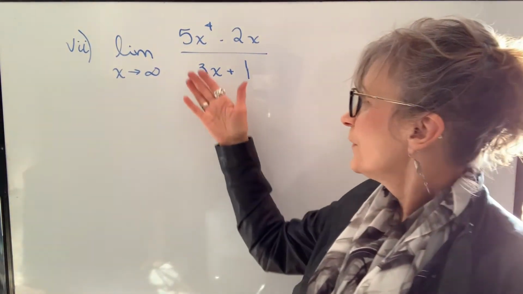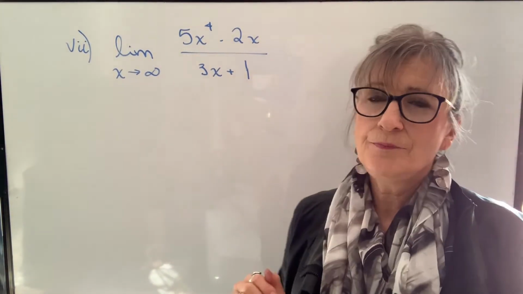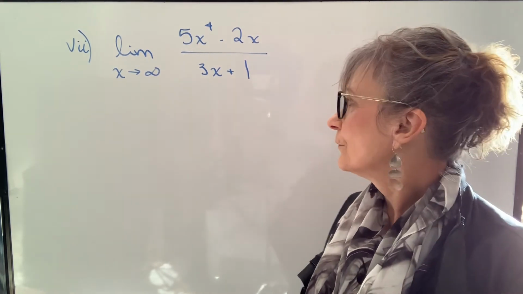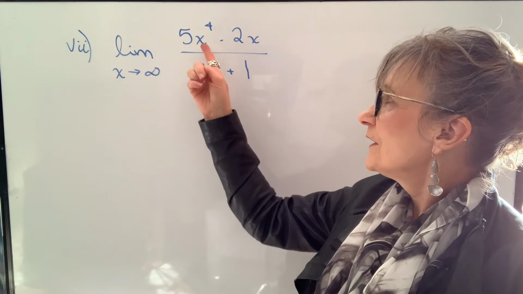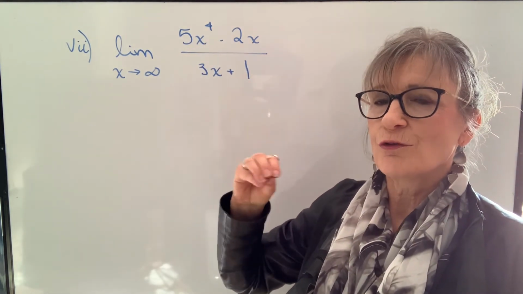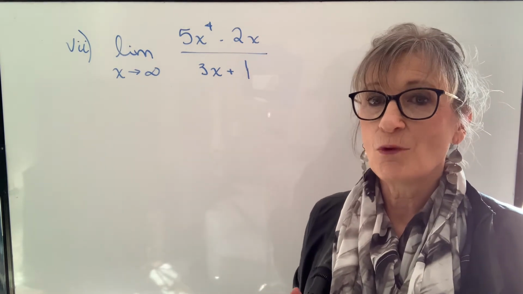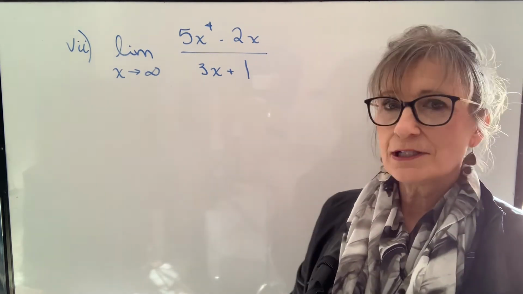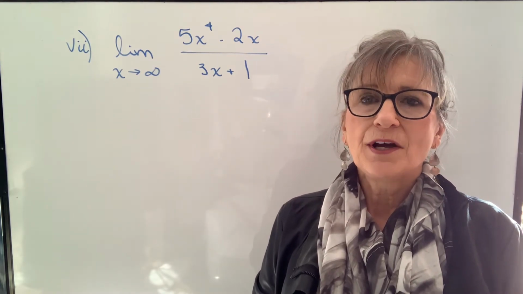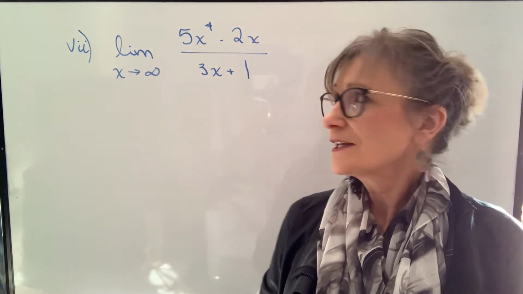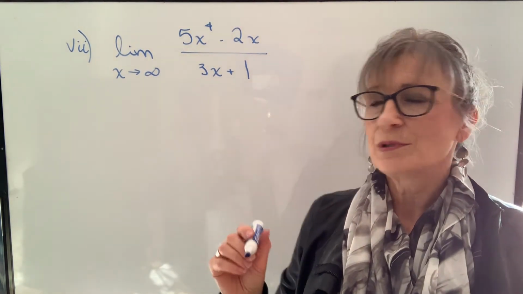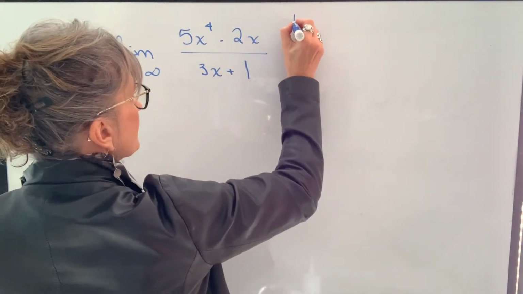In this example, we have x in both the numerator and denominator. So we know that both the numerator and denominator are going to get larger without bound. But you may be thinking, well, my highest power is in the numerator, so the numerator is going to grow faster than the denominator. And what does that mean? So let's take a look. Let's use the same strategy. Let's divide the numerator and the denominator by the highest power of x, which in this case is x to the 4th. So dividing by x to the 4th will be multiplying by 1 over x to the 4th.